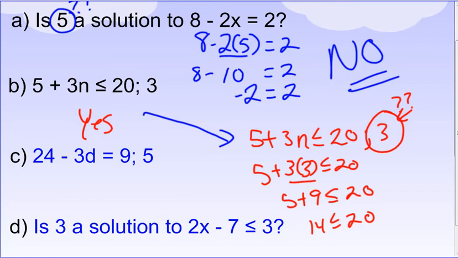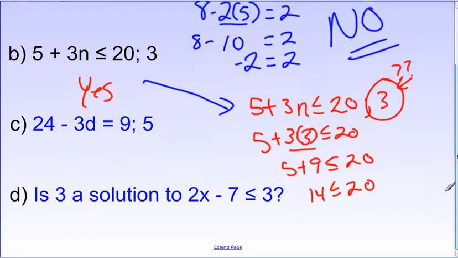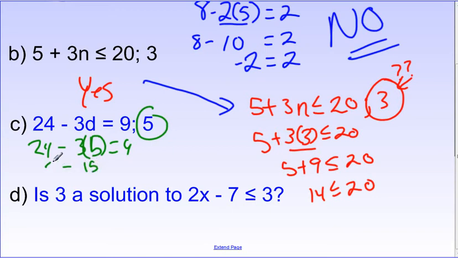Alrighty, let's see what we got here. Letter C. We're going to take 5 and plug that in for d. So this becomes 5 times 3 equals 9 minus 24. Okay, and now we just do the math. So that's a 15. And yes, I am following order of operations.